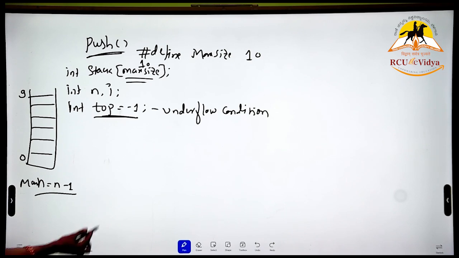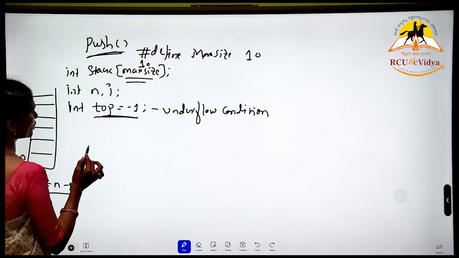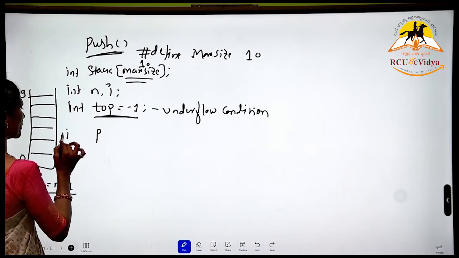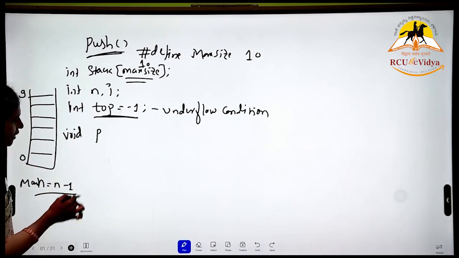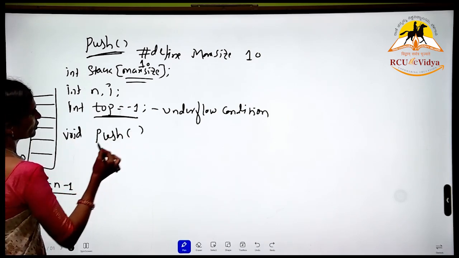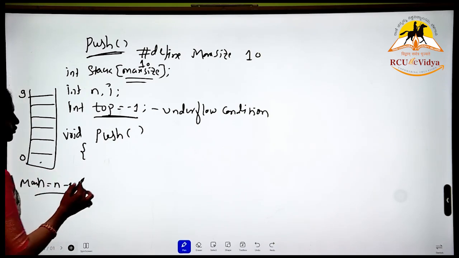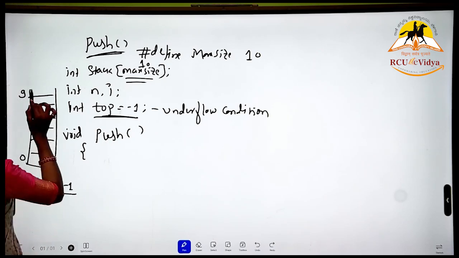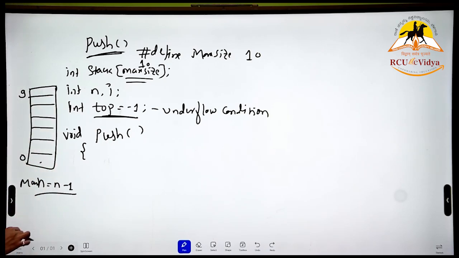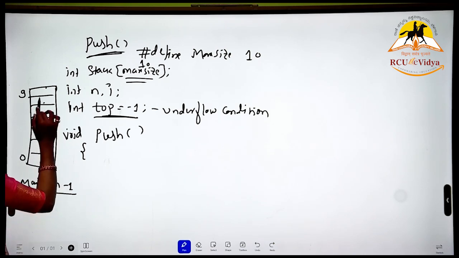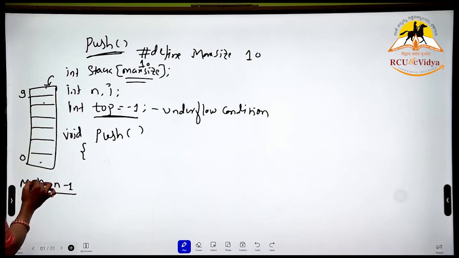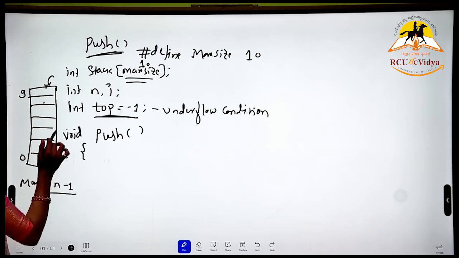Fine. So now we want to push the element. The method is void push, I'm not taking an integer or anything, I'm just passing void. I will ask the user to enter the value. But before that, I have to check whether the stack is full, because I want to insert the element into this stack. If it is already full, what will happen? Overflow. So I have to check whether my stack permits me to insert the element.